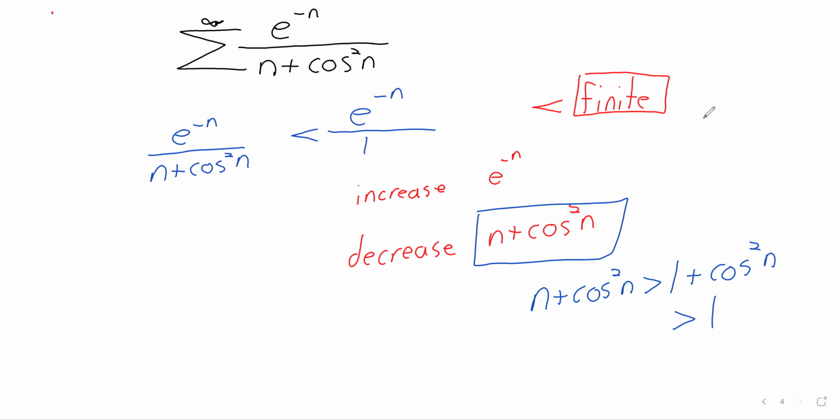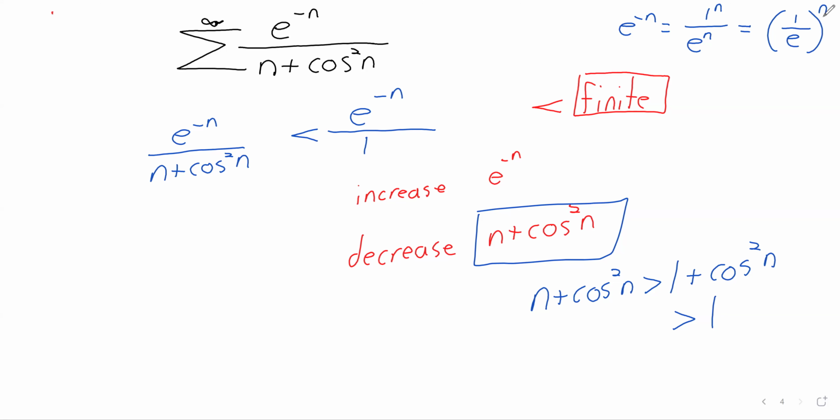And e to the negative n, I erase this, but that's 1 over e to the n. I think this can be confusing because it looks a little like a p series, but 1 is 1 to the n. So this whole thing is 1 over e to the n. 1 over e is less than 1. This is a convergent geometric series.